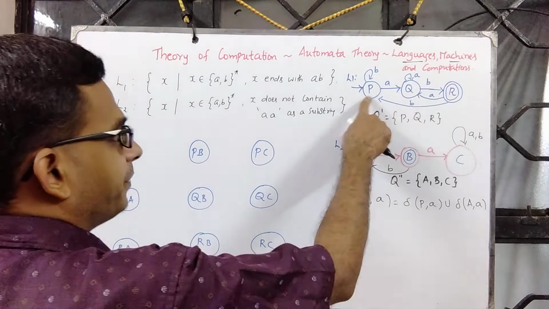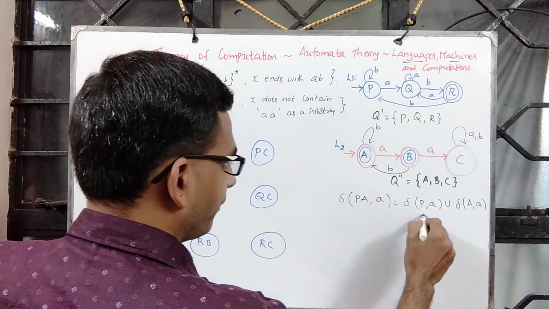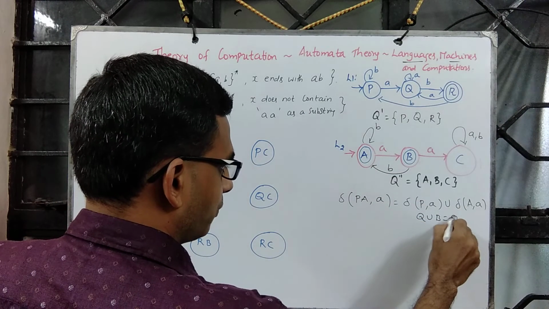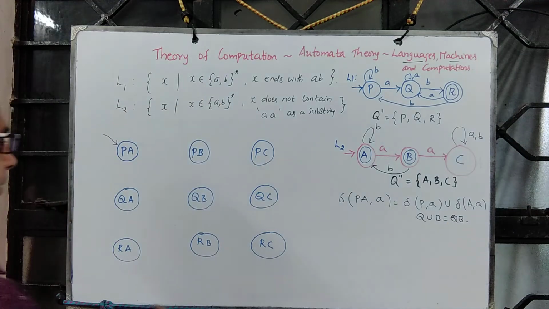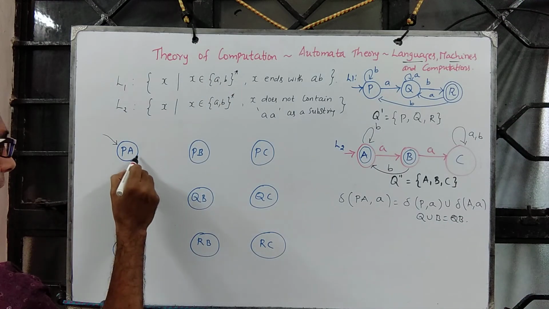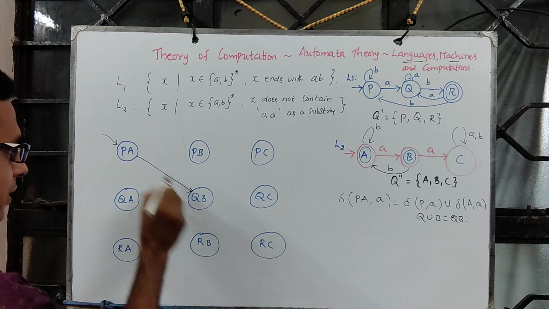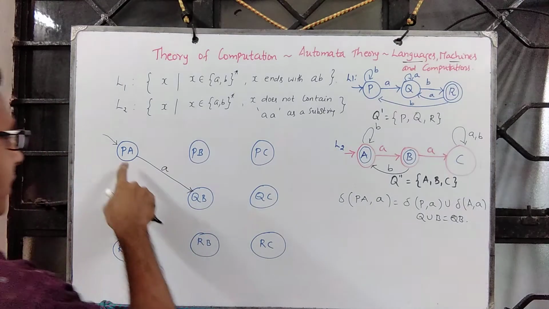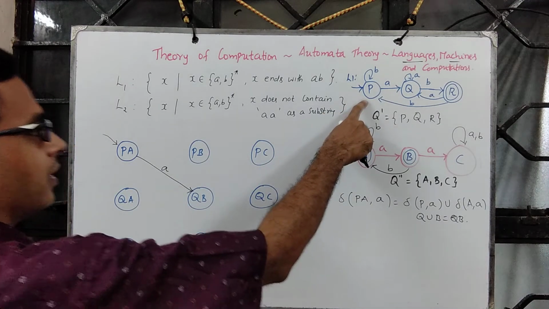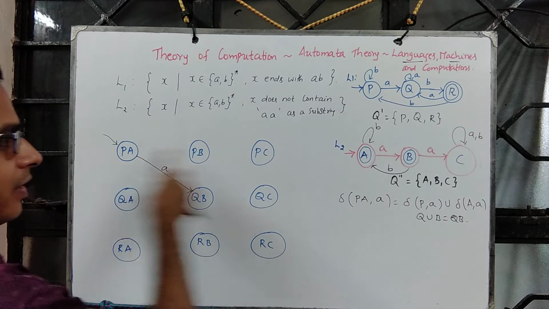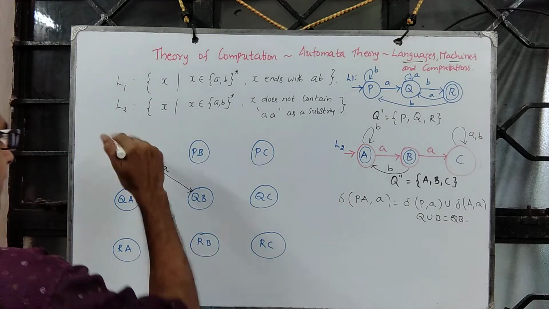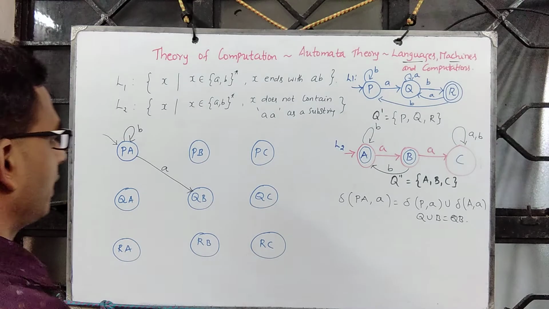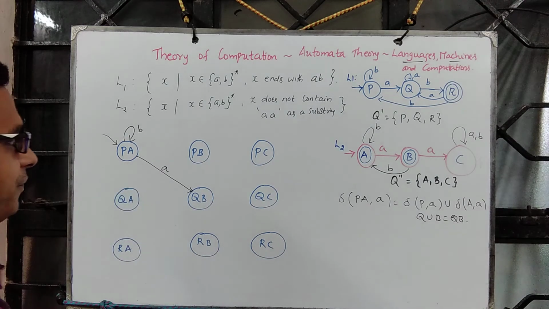Now, PA is Q and A comma A is B. So the output is QB, which means PA on reading small a, we go to QB. On similar lines, if we read a B, we stay at P. If we read A, we stay at A. So which means we get PA itself. Now with respect to this, PA is defined.